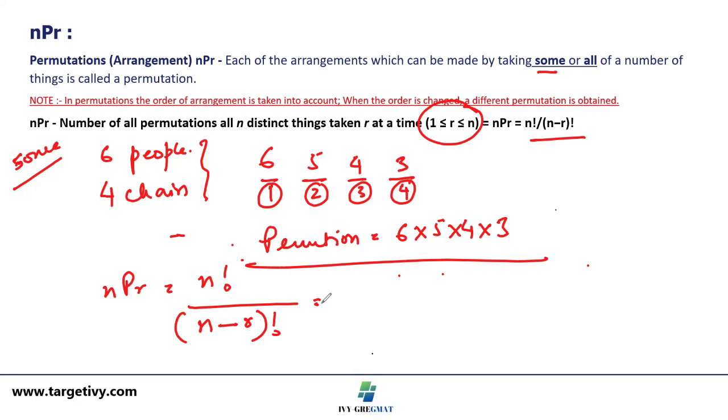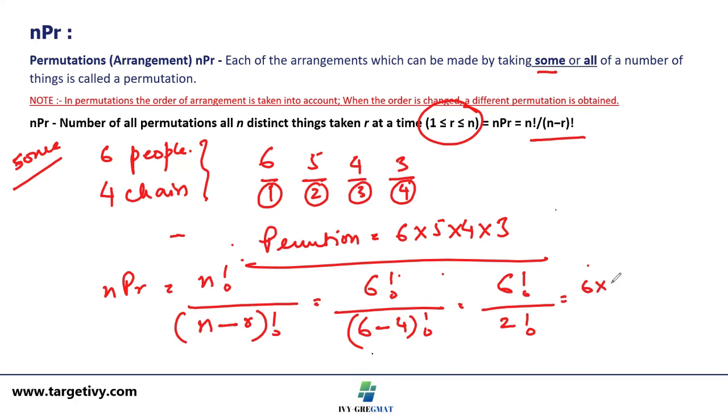Let's see. When some are taken into consideration, factorial n, here 6 factorial, divided by 6 minus 4, well, there are n distinct things and r are taken, so 4 chairs are there, factorial, which makes it 6 factorial by 2 factorial. So let's see how it happens. 6 into 5, 4, 3, 2, 1 divided by 2.